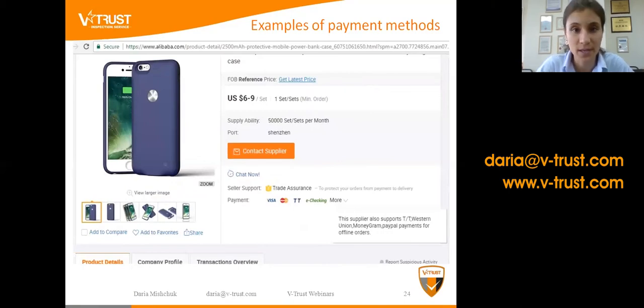Examples of payment methods. We have browsed some very random suppliers here on Alibaba. Let's see which payment methods they have. For example, here the payment methods are Visa, bank card transfer. It's a very common method, telegraphic transfer, e-check-in, which we will mention a little bit later. Also Western Union, MoneyGram, PayPal options. So as you can see, there are quite many options for suppliers to accept your payment.